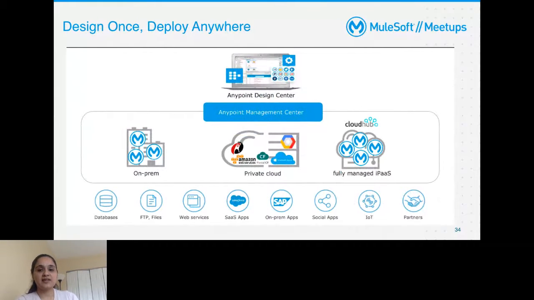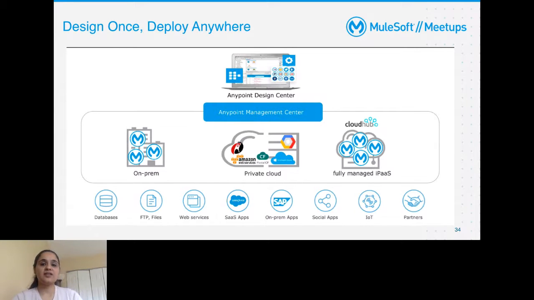With the Anypoint Design Center, you can design the APIs, and in the Anypoint Management Center, you can deploy the APIs either on on-premise servers, on a private cloud, or on the fully managed iPaaS, that's the platform as a service, CloudHub. So it provides different deployment options, and it also has the hybrid runtime fabric. The platform is only one.